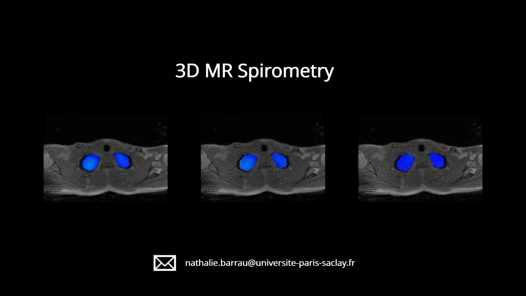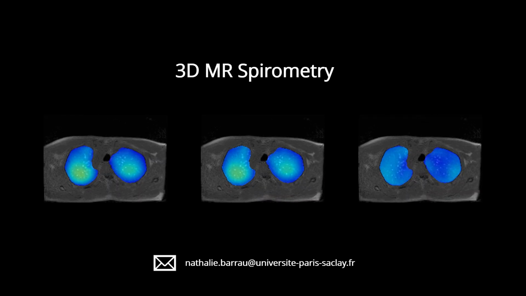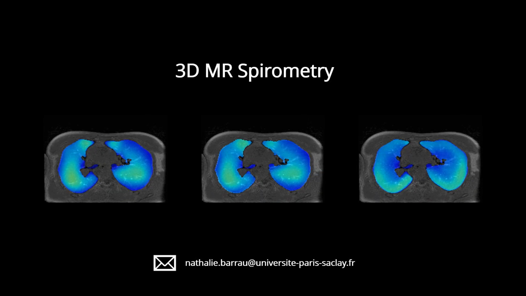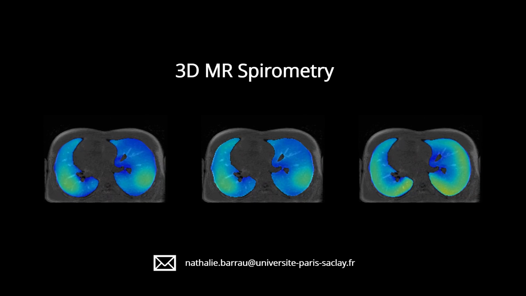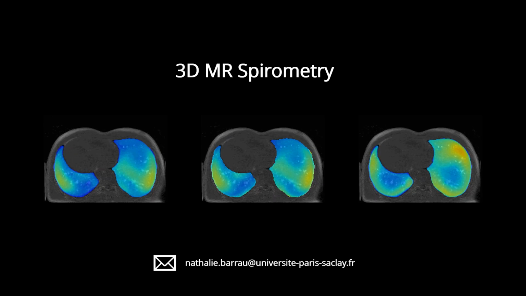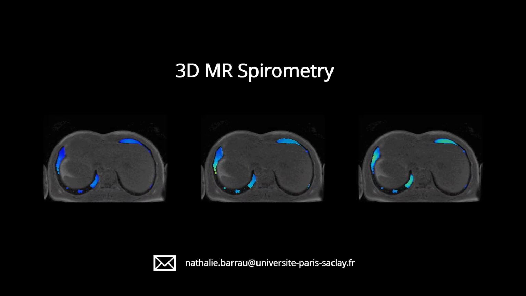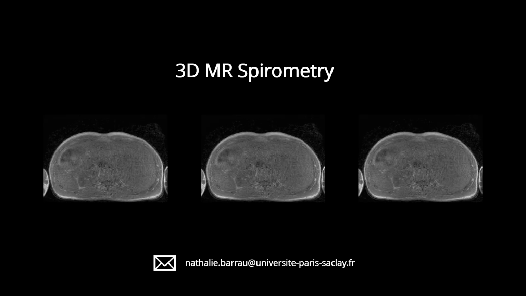These maps reveal reproducible patterns across healthy volunteers and thus open up a new way to explore the lung function from these nominal references. Collaborations are now underway to evaluate the diagnostic performance of 3D spirometry on asthma, COPD, and lung disease.